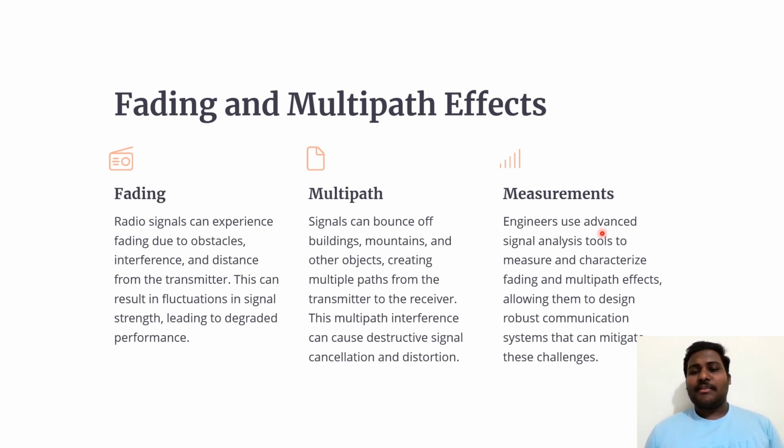Measurements. Engineers use advanced signal analyzing tools to measure and characterize the fading and multipath effects, allowing them to design robust communication systems that mitigate those challenges. This measurement helps the engineers to clarify the signal from where the radiation is passed from the main city or the main point to the required point of the customer, which helps in providing a proper clearance of the data or information of the network.